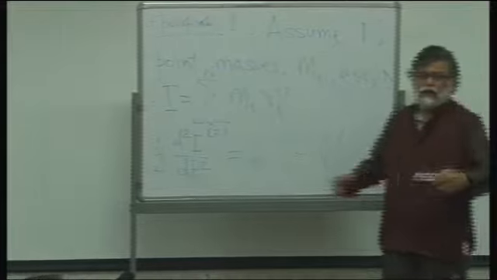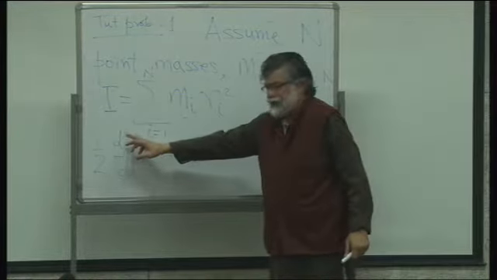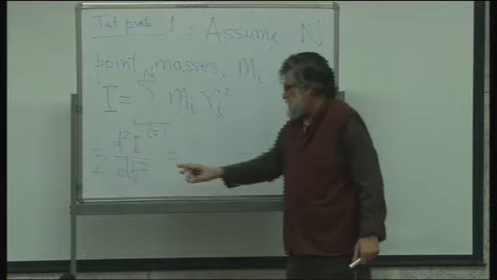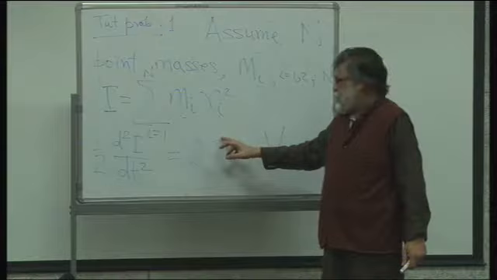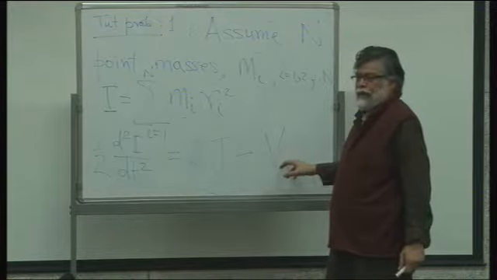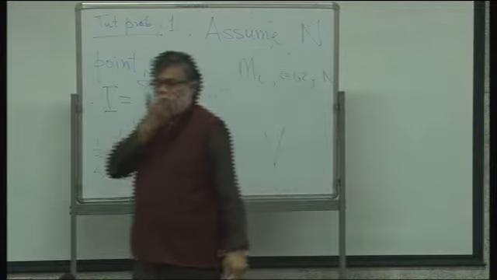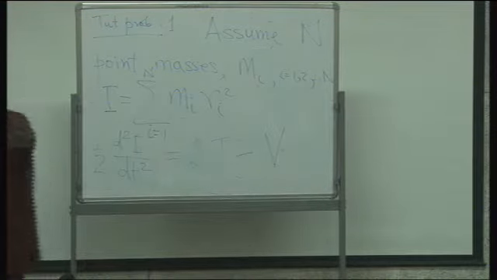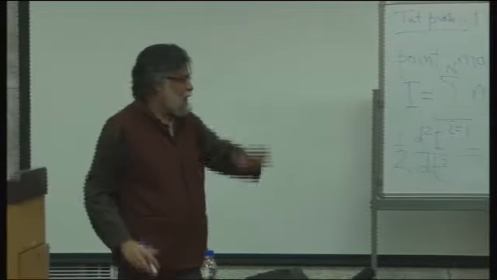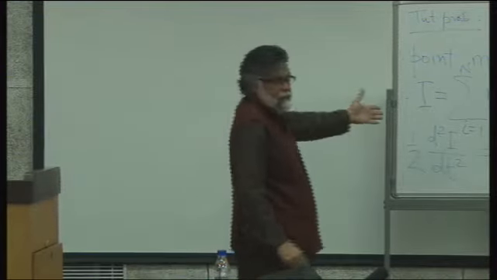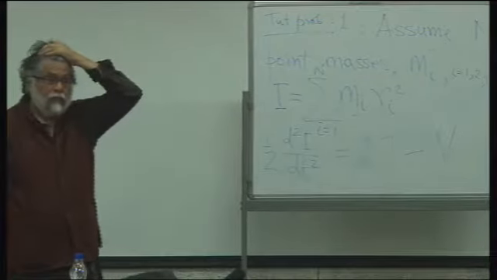So I'll read it out for those who are not able to see it clearly. Half the second derivative of the moment of inertia is equal to twice the total kinetic energy minus the gravitational potential energy for the whole system. So using standard Newton's laws of motion and Newton's gravity, derive this result. So this is the first tutorial problem.